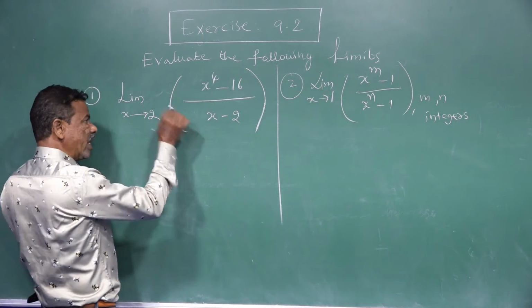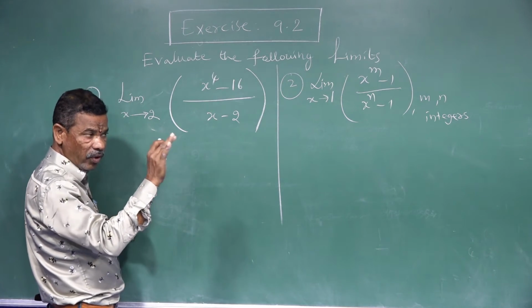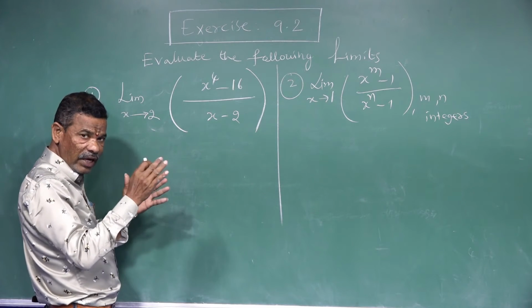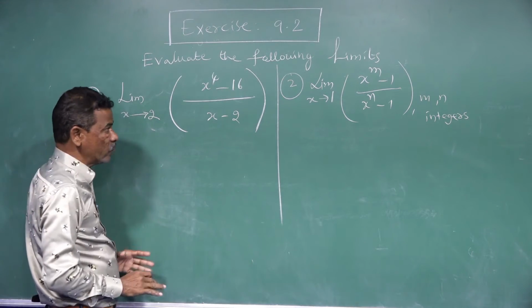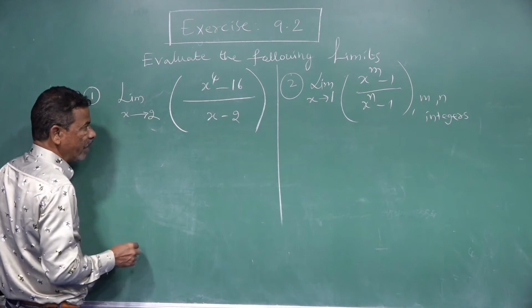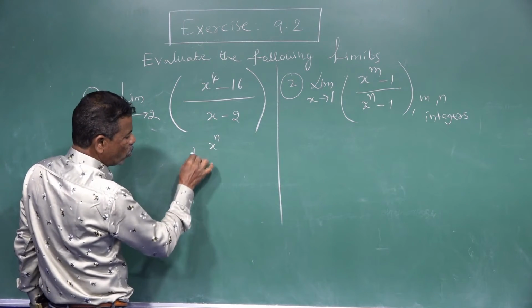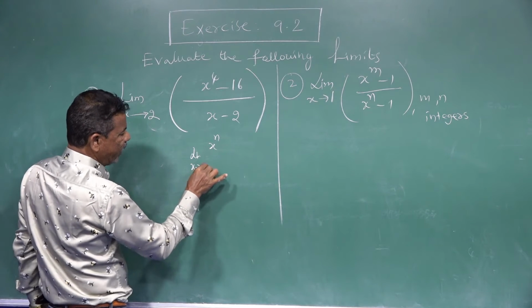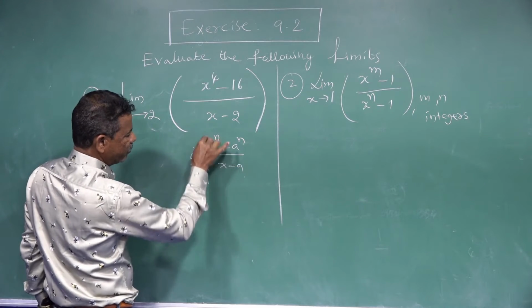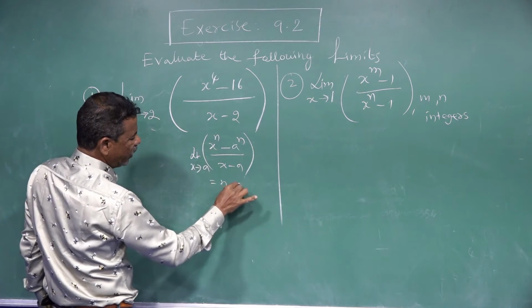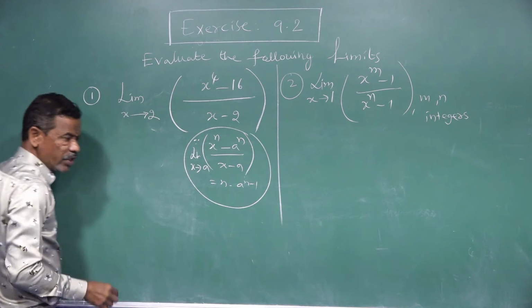So, this is written as the previous formula, x to the power of n minus a power of n by x minus a. If that standard form is there, we take the formula n into a power of n minus 1. So, first of all, we identify what the n value is and what the a value is. Limit x tends to a, x to the power of n minus a power of n by x minus a, is equal to n into a power of n minus 1. This is the formula.